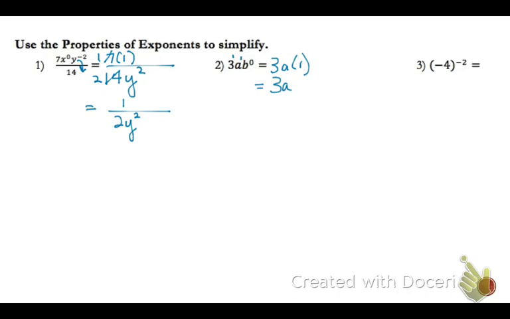Now this is telling us that both the negative and the 4 are being raised to the negative 2 power. You can think of that as over 1. So we need to take the reciprocal of that and make that a positive power. And then we can just go ahead and do that math. Negative 4 times negative 4 is positive 16.